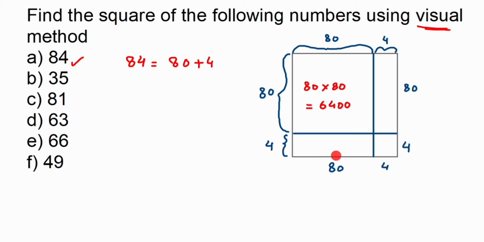Now similarly the next one, let us find it for this part. This is a rectangle shape. The area of a rectangle is length into breadth. So let us take the length as 80 and the breadth as 4. Just multiply 80 and 4. So 80 multiplied by 4 is nothing but 320.